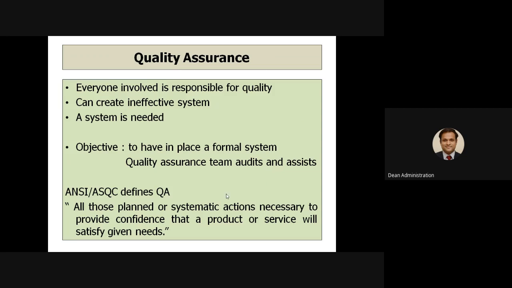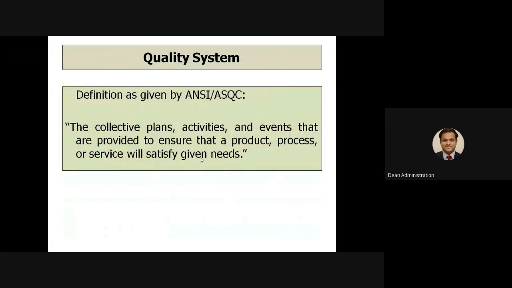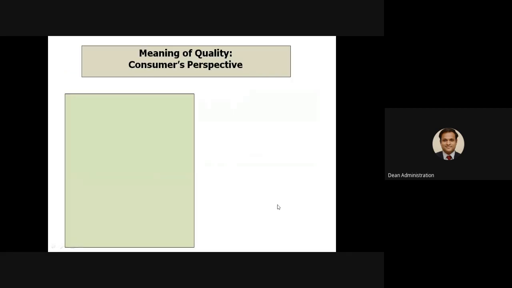Okay, so to have in place a formal system, the quality assurance team audits and assists all of that. Okay, and this is another national body's definition of quality assurance. All those planned or systematic actions necessary to provide confidence that a product or service will satisfy the given needs. Or you can say the collective plans, activities, and events that are provided to ensure that a product, process, or service will satisfy given needs.